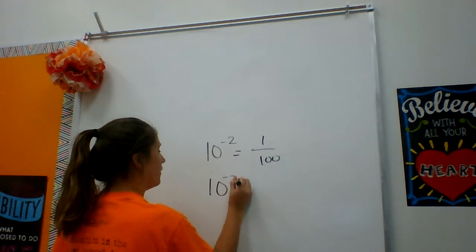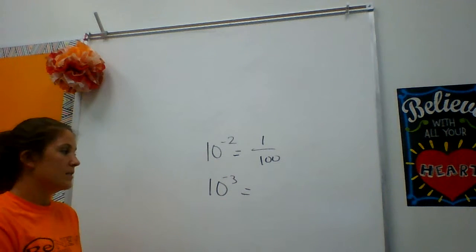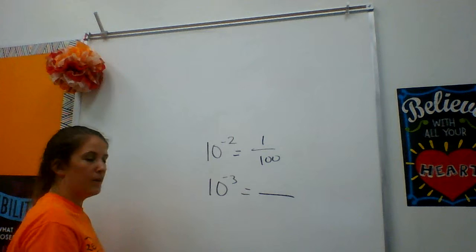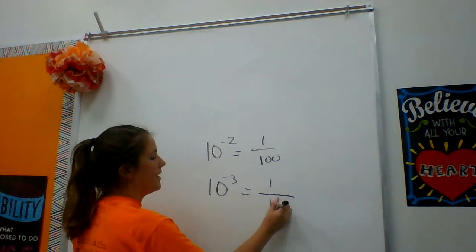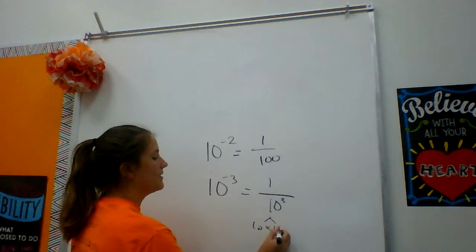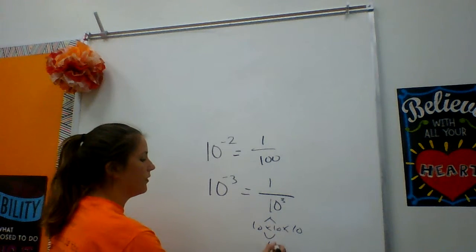10 to the negative third power. The negative tells me that it's going to be a fraction. My numerator will be 1. And at the bottom, I will have 10 3 times. Well, 10 times 10 times 10 is the expanded form. 10 times 10 is 100.